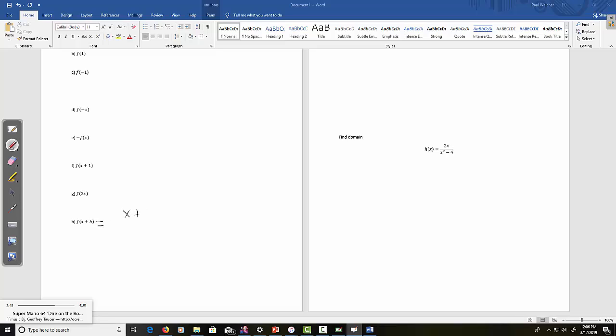plug in x plus h for x: x plus h over x plus h squared plus 1. Honestly, this one, you could probably just leave in this form. If I multiply it out, I'll show you what I get, but you can't really simplify anything after it. You can't really combine any like terms, so it's not really worth it. X squared plus 2hx plus h squared plus 1. Don't forget to FOIL out. So yeah, since I can't combine the h squared and the 1, there's not a whole lot of point in doing that work.